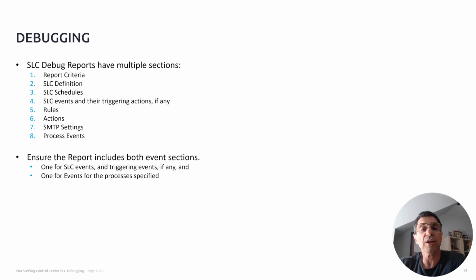When you're looking at your SLC debug report, make sure it has two event sections. It'll always have one, and that's the SLC events that were generated, and it should also have the section with the events about the processes that were supposed to satisfy the SLC. If you don't have both sections, it's because you didn't specify the process data correctly for your SLC debug report.